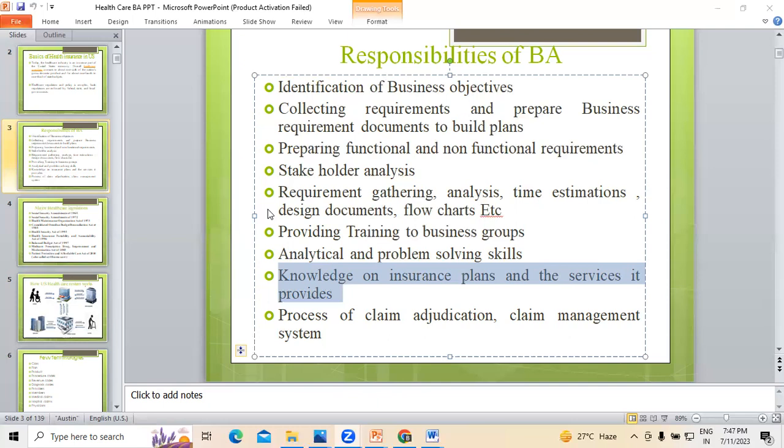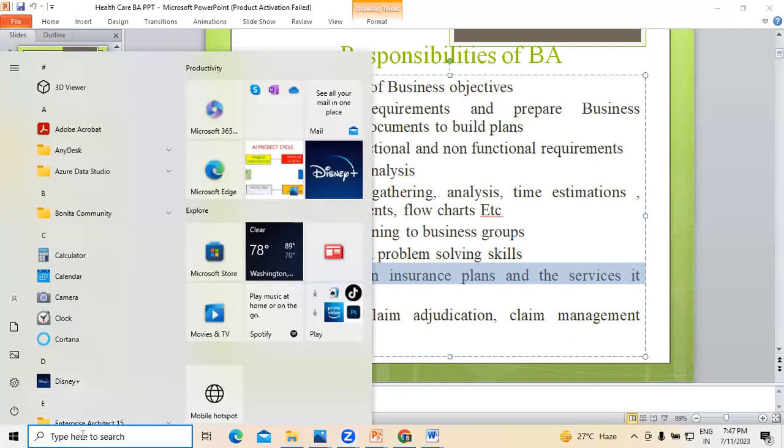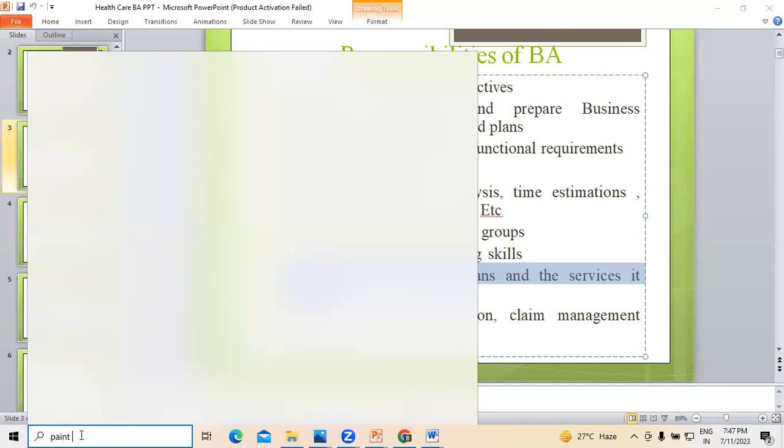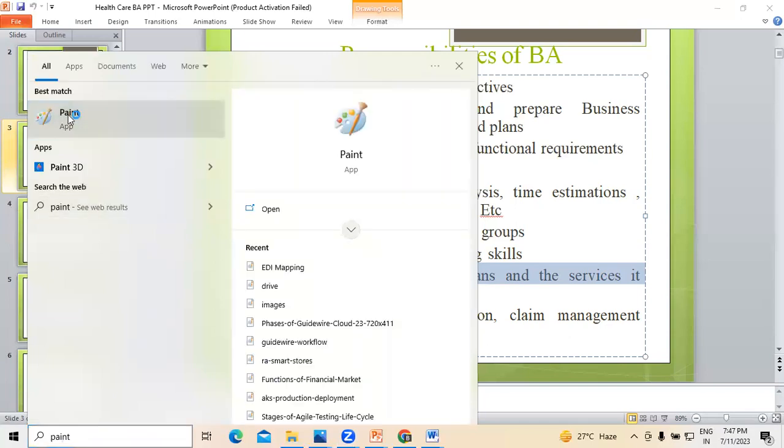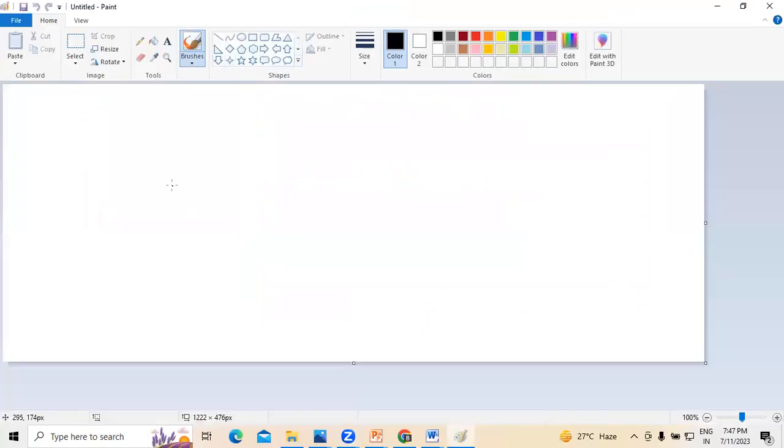Because if you see private insurance companies, let me use Paint here. Okay, 1 minute. I am using Paint to write. Okay, right. So can you see the screen now? Yes, I can.